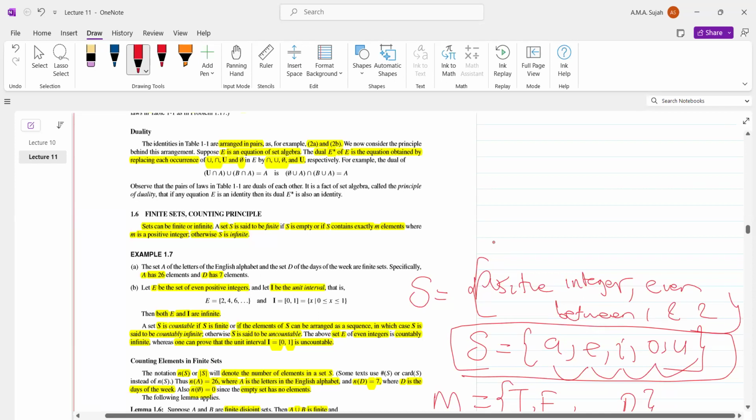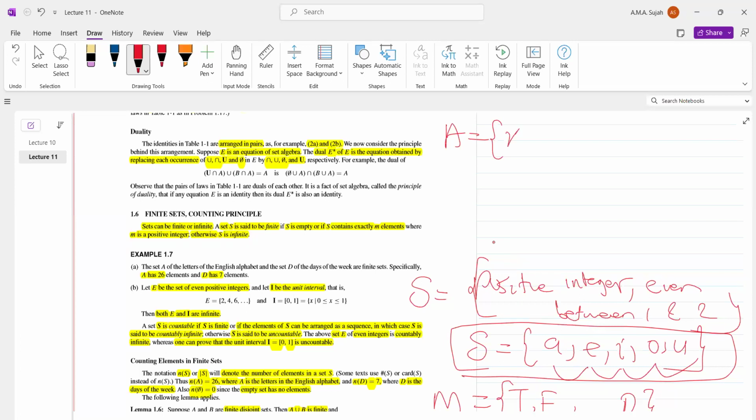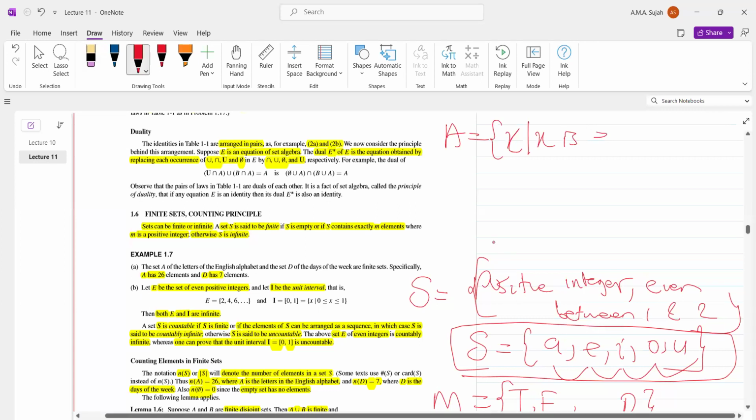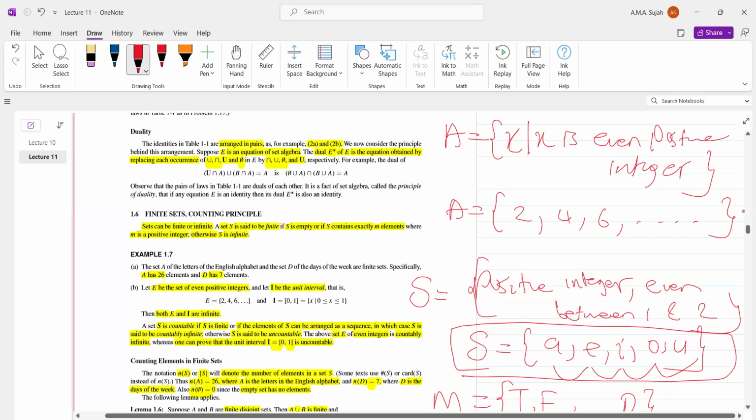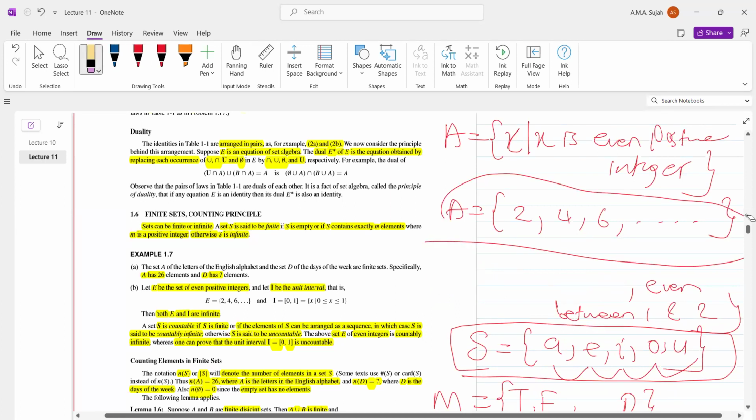Now just imagine there is a set A, such that A is the set of x where x is an even positive integer. Even positive integers means this set starts from 2, 4, 6, and I don't know how many elements there are until it stops. So these types of sets we call infinite sets, right?